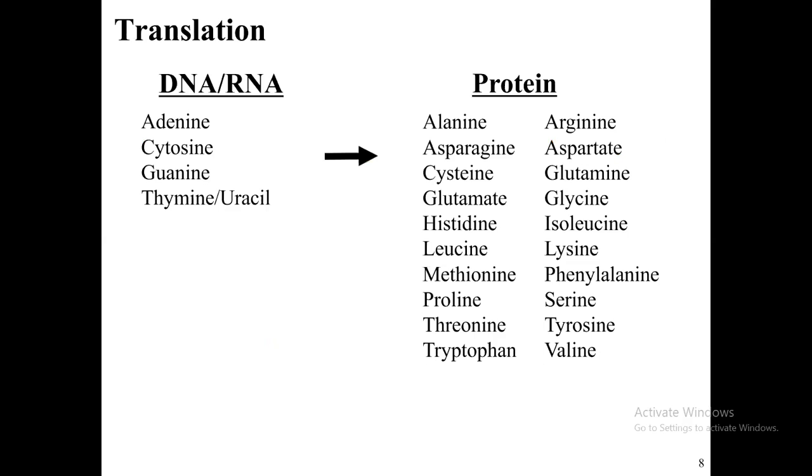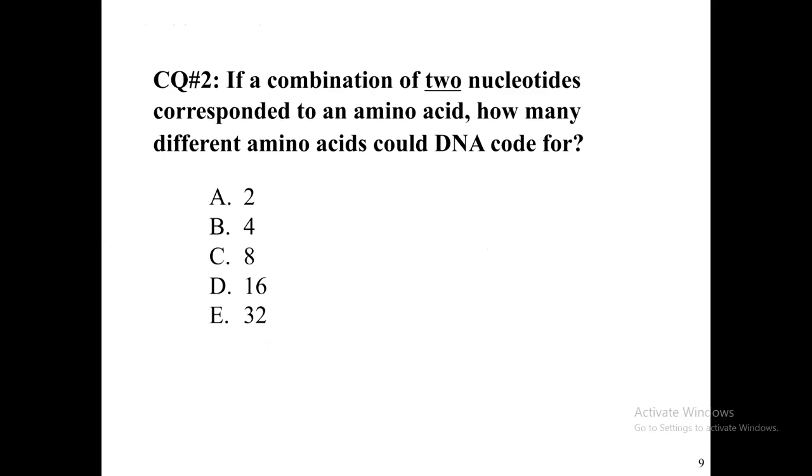So now translation is going to turn our RNA into protein. If a combination of 2 nucleotides corresponded to an amino acid, how many different amino acids could DNA code for? So what we're looking at here is, let's try to see if I can do this as a whiteboard, pretending this is my board, we'd have two nucleotides, 1, 2.